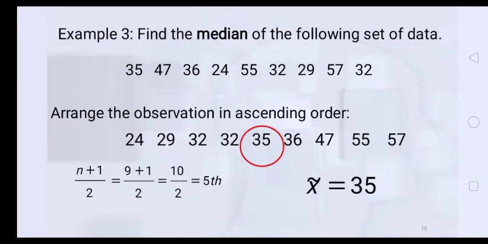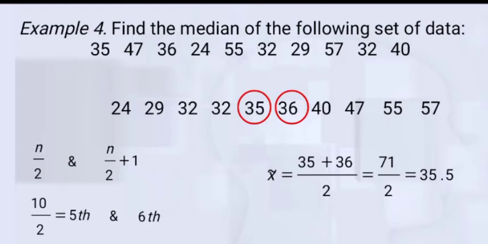So since the number of observations in our set of data is 9, and we know that that is an odd number, we will use the formula n plus 1 all over 2. So that is 9 plus 1 all over 2, which is 10 divided by 2, and that is equal to 5, or we will get the fifth observation in our set of data, and that is 35. So our median is 35.